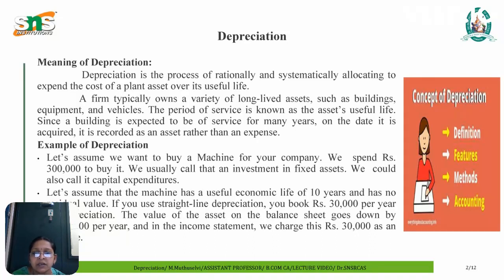For example, assume we want to buy a machine for our company. We spend rupees 3 lakhs to buy it. We usually call this an investment in fixed assets. We could also call it capital expenditure. It assumes that the machine has a useful economic life of 10 years, and we have no residual value. If we use straight line depreciation, our books show rupees 30,000 per year as the depreciation. The value of the asset in the balance sheet is reduced by 30,000 per year as the depreciation.